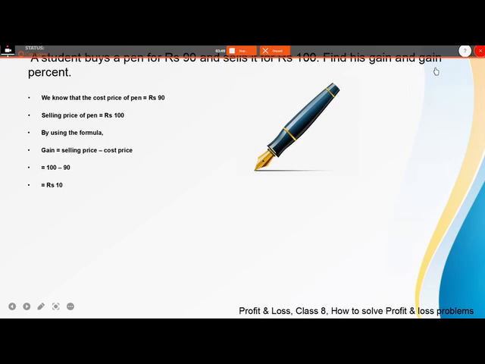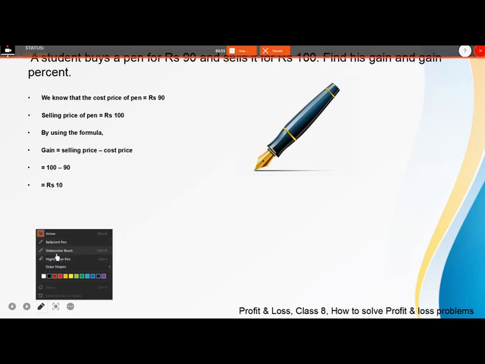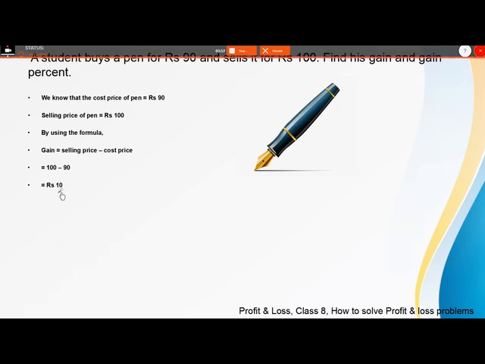Now the next question is a little tricky. They're asking for the gain percent. We found the gain. What's the gain? The gain is rupees 10. Now they're asking to find the gain percent, so we have to find the gain percent of this gain. I hope you understand the question. We have to find the gain percentage. This 10 rupees is just a gain. Now we have to find the percent.